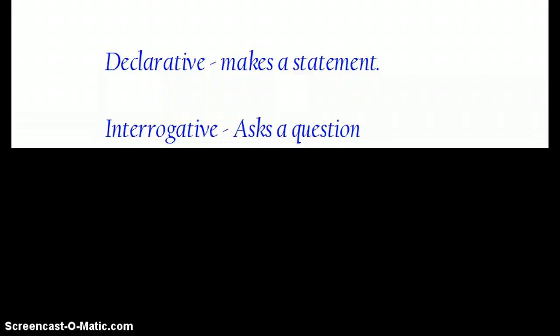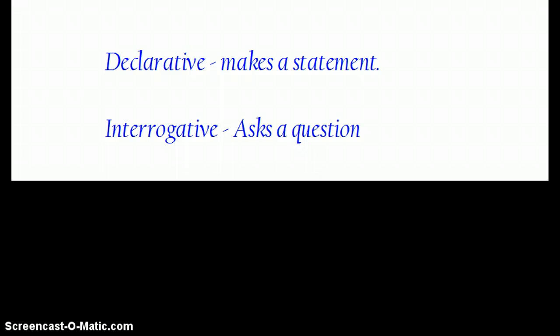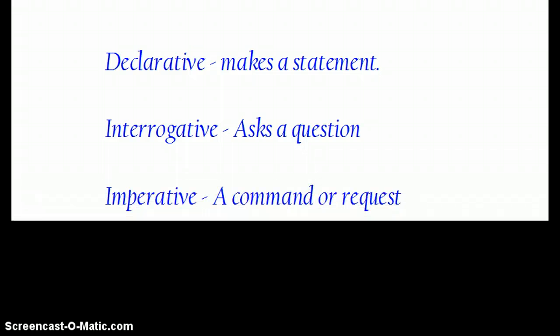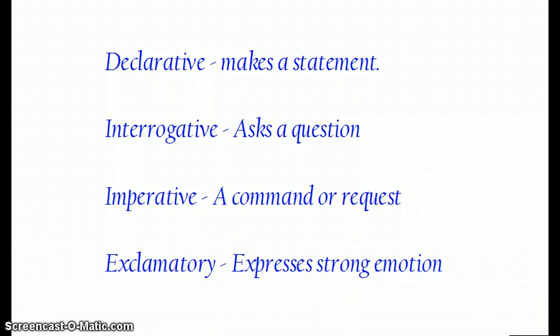All right, this tutorial is going to be on the four types of sentences that we encounter in the English language. All right, so here are the four types in a short description. We have declarative sentences, which make statements. Interrogative sentences ask questions. Imperative sentences are commands or requests. And exclamatory sentences express strong emotions.